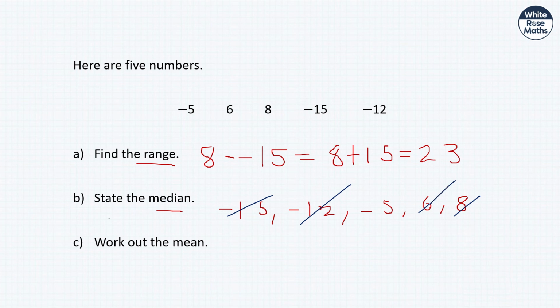So the median is going to be minus 5. Okay, this next one, work out the mean. So I'm going to add up the 5 numbers and then divide it by 5. Okay, so being very careful actually here.